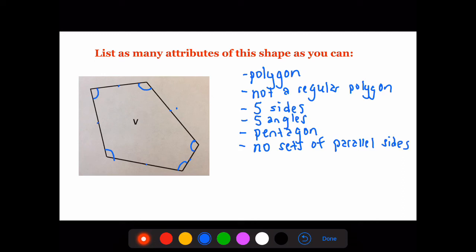If I look at the angles of this polygon, I'm noticing that there are no square corners, so there are no right angles. So I'm going to list that as another attribute. Okay, so as you can see, I've listed as many attributes as I can, and I have quite a list going there.